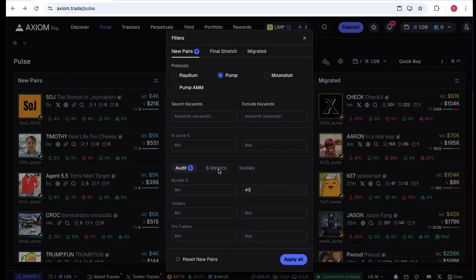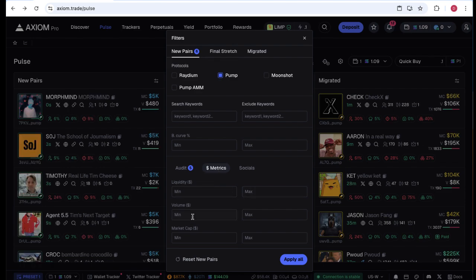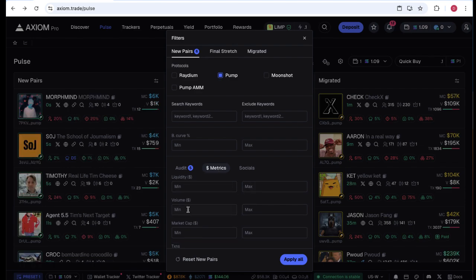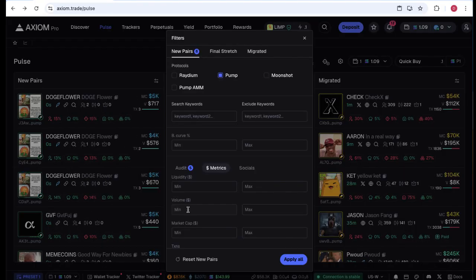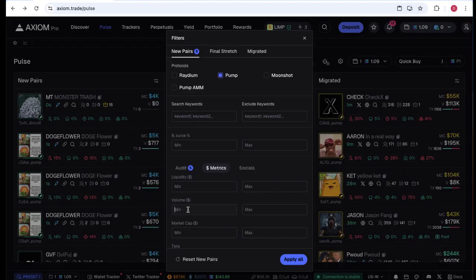You want to go right here to metrics. This is where we're going to make some adjustments. Liquidity, we're going to leave it blank. Now here's where it matters. Volume. This is probably the most valuable section that you really want to take into consideration.